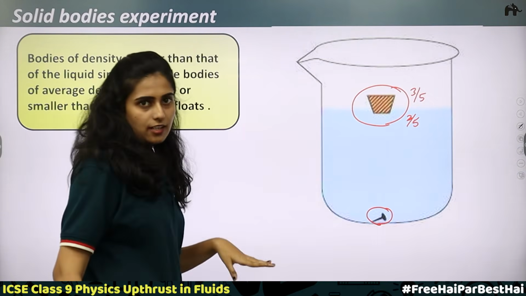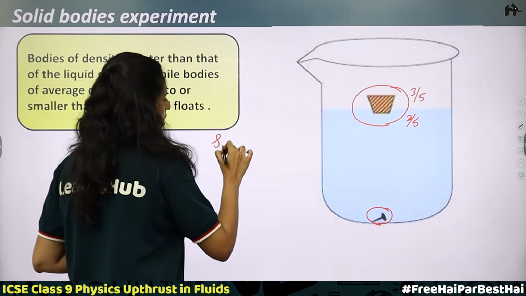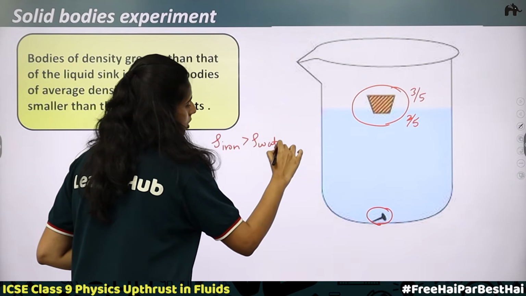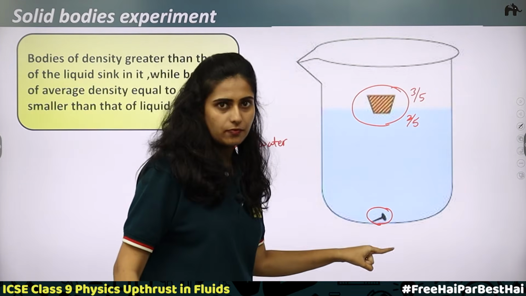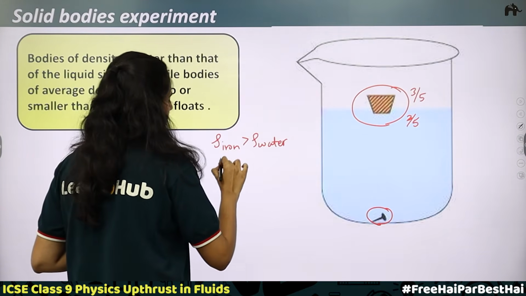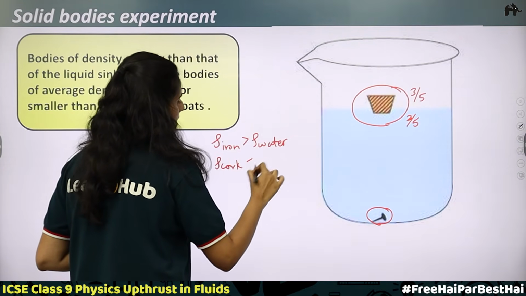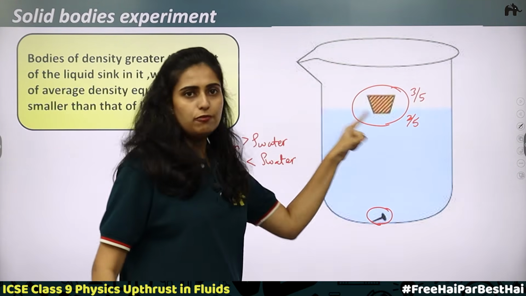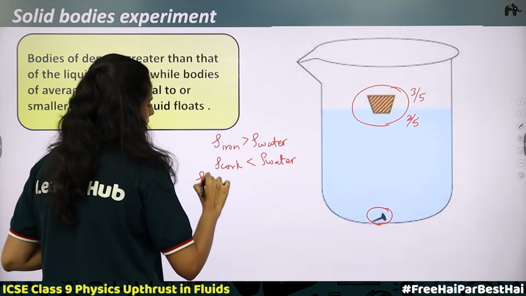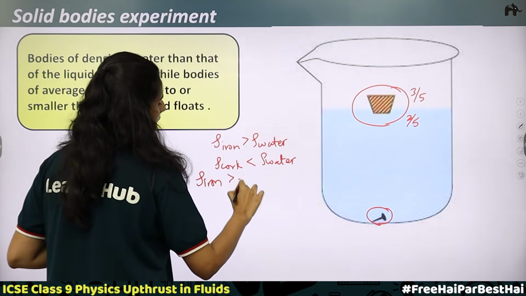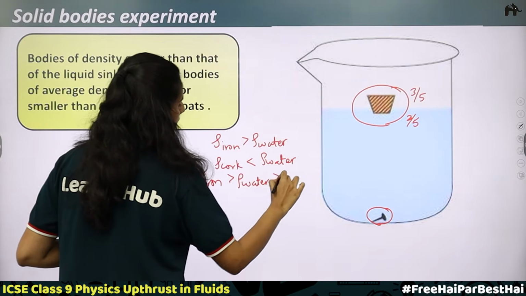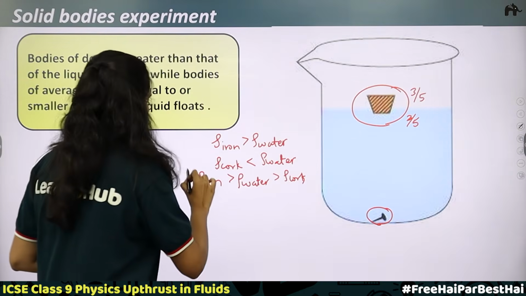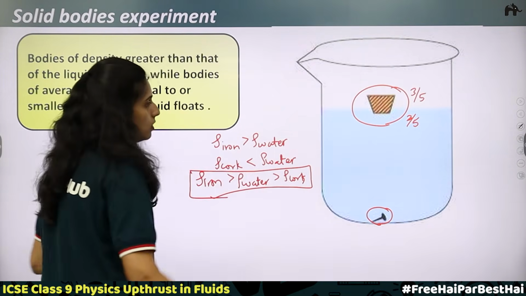So here what do we understand? We understand that the density of the iron nail is greater than the density of water. Only because of this reason, the iron nail sinks. What about the case of the cork? The density of the cork is less than the density of water. Because of this reason, the cork floats. So when you compare, you will understand the density of iron is greater than the density of water, which is greater than the density of cork. This is what happens when you compare the densities.